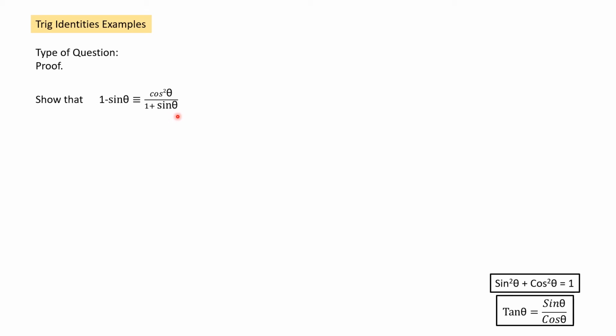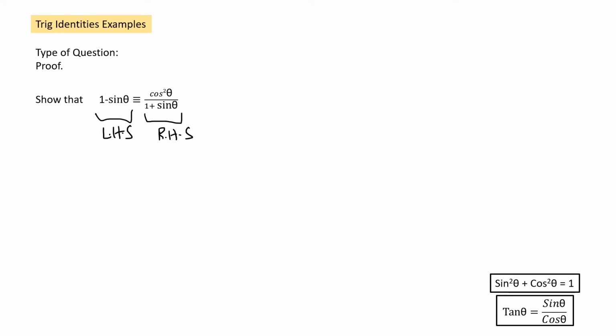theta. In order to prove that the left side is equivalent to the right hand side, we can use our trigonometric identities. This must be given in your formula sheet. So this is left hand side, and this is right hand side.